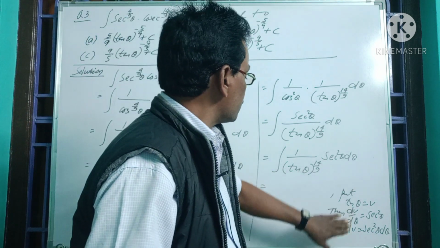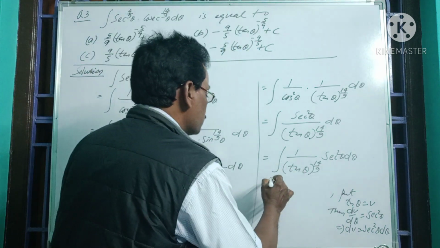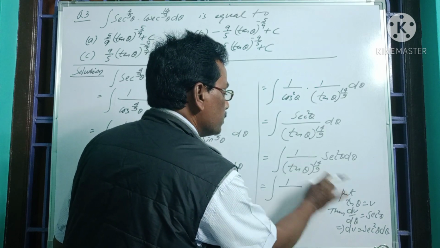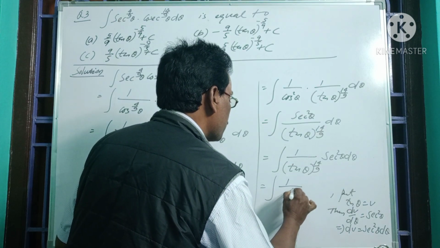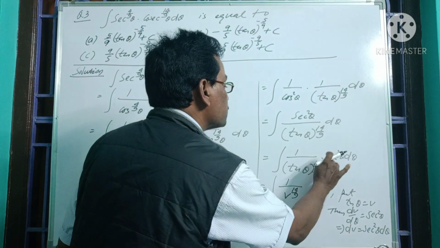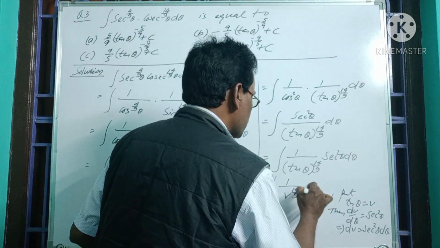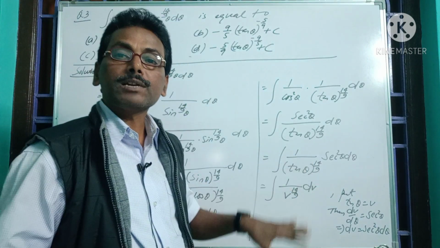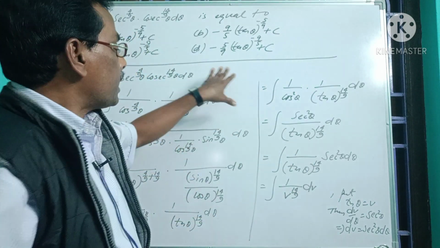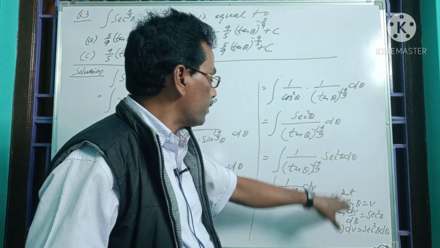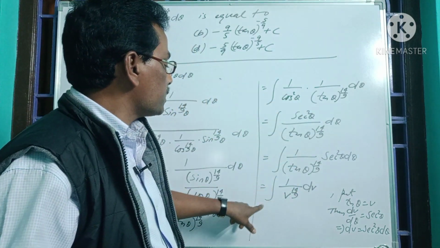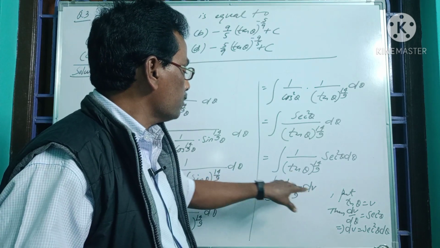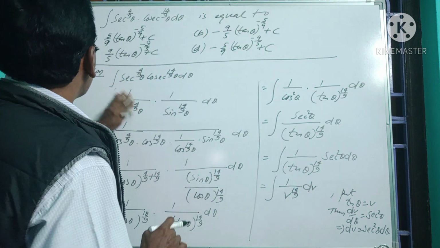After substitution and differentiation, let us replace. In place of tan theta we have v, so we have v to the power 14 by 9, and in place of sec square theta d theta we have dv. So the original integrand, which was not in standard form for integration, after adjustment, substitution and differentiation, becomes the integration of 1 by v to the power 14 by 9 with respect to v. Now this integrand is in standard form for integration.